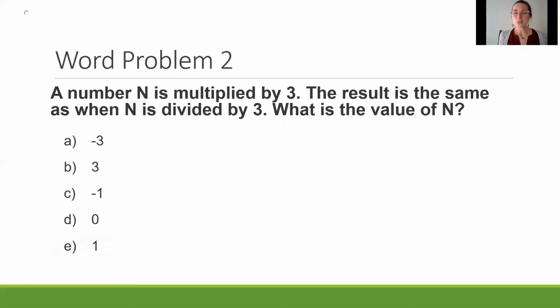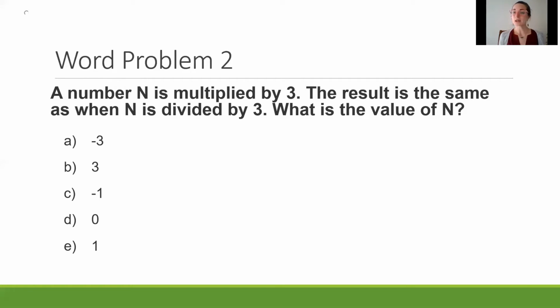Our word problem 2 says, a number n is multiplied by 3. The result is the same as when n is divided by 3. So what is the value of n? Well, I see a couple things I need to pull out here. First, I see n multiplied by 3. So I would write that out as 3n. And I see n divided by 3. So n with like a slash, or you could put an n over 3. But we want to show that divided by 3.